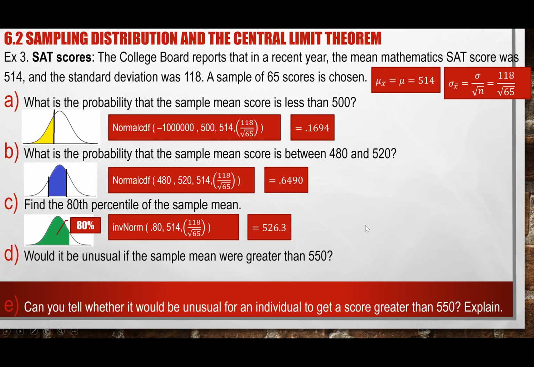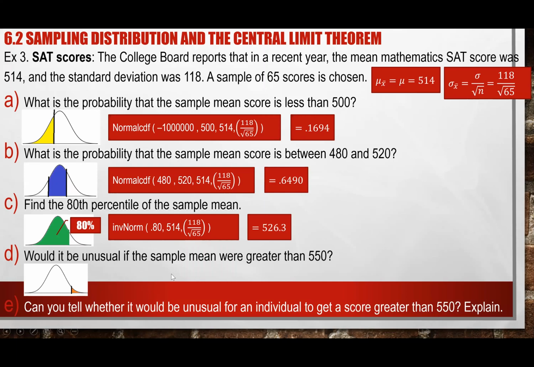So any question with this three here? Would it be unusual if a sample mean is greater than 550? How do we know if it's unusual or not? Remember, your cutoff point is 0.05. Basically, they ask you to find the probability to the right of 550, and if that probability is less than 0.05, we say unusual. If it's more than 0.05, then it's not unusual.